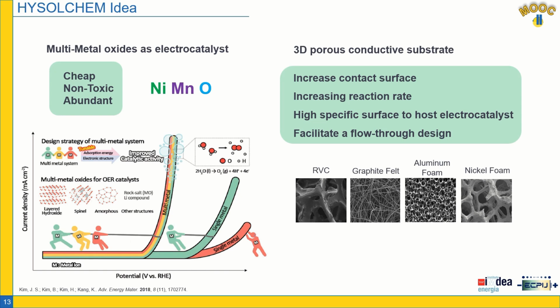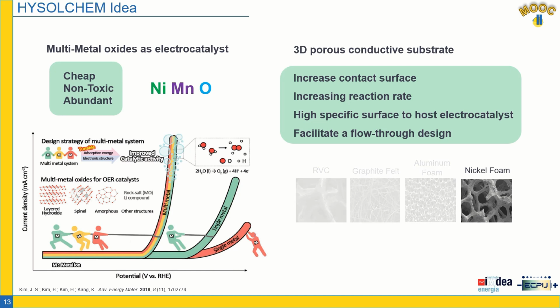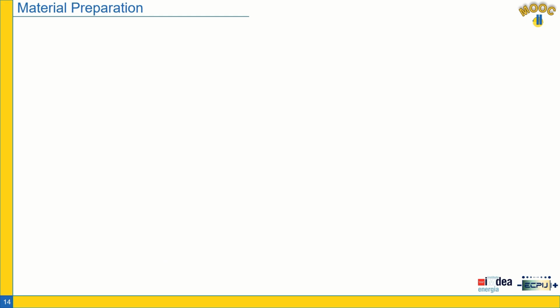There are plenty of options to use in this case, such as reticulated vitreous carbon, graphite felt, aluminum foam, and nickel foam. As a preliminary stage, we chose nickel foam as the substrate for our electrode. So how do we prepare these electrodes?